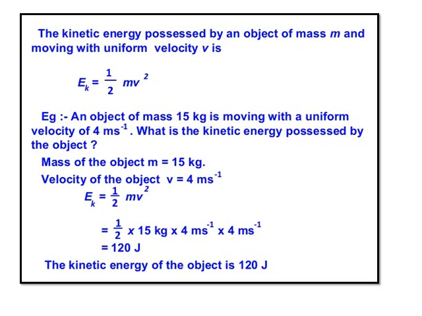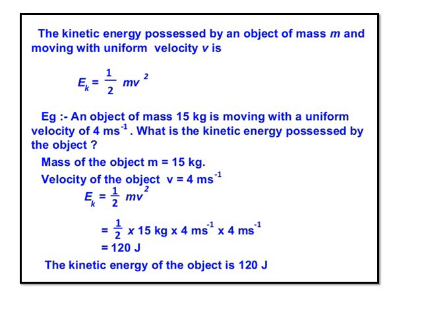Now let us apply the formula of kinetic energy in solving a numerical. The kinetic energy possessed by an object of mass m and moving with a velocity v is given by Ek, that is kinetic energy, is equal to half mv square. Example: an object of mass 15 kilogram is moving with a uniform velocity of 4 meter per second. What is the kinetic energy possessed by the object?